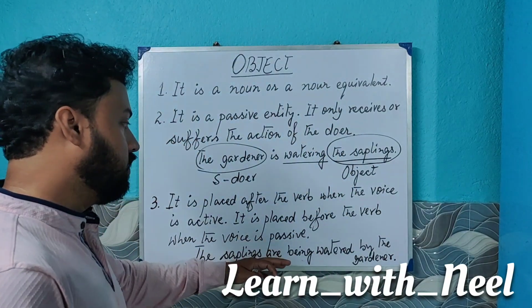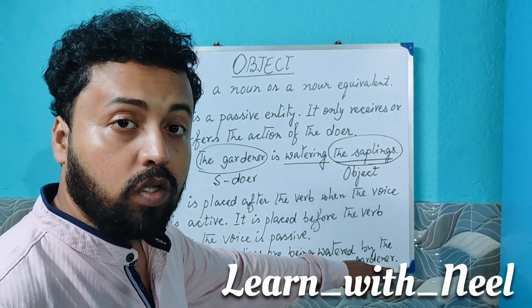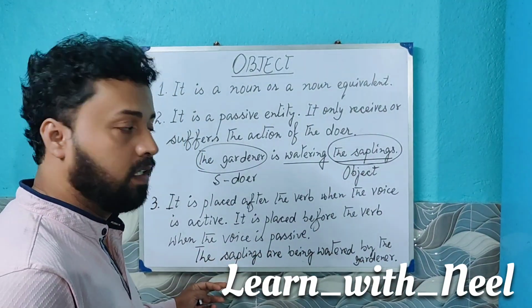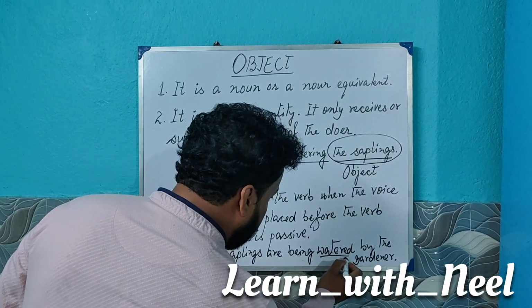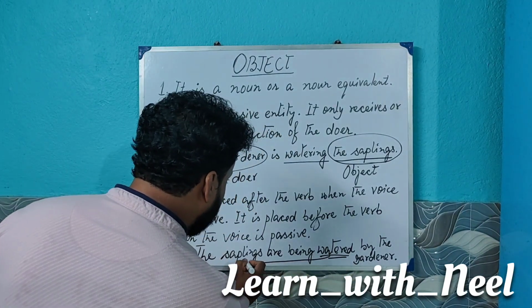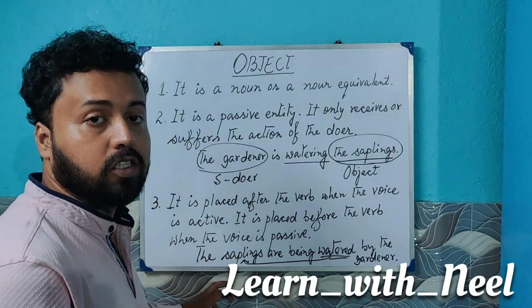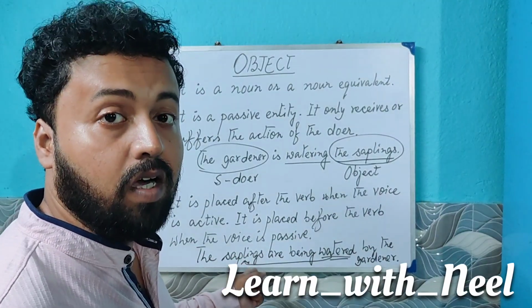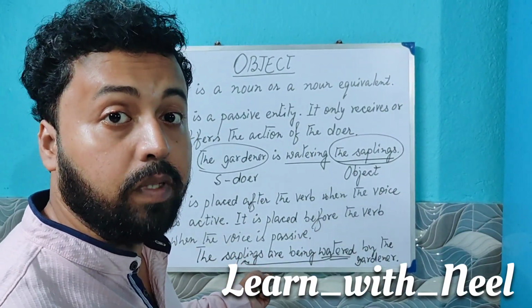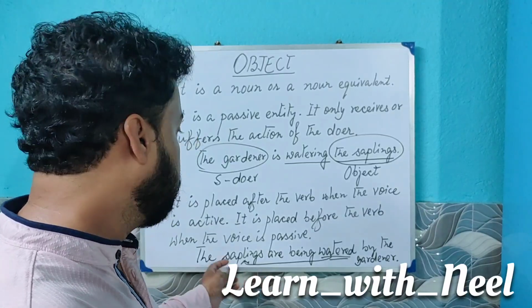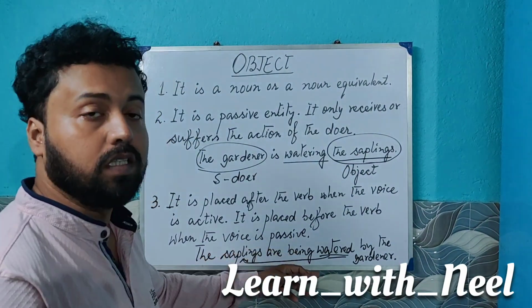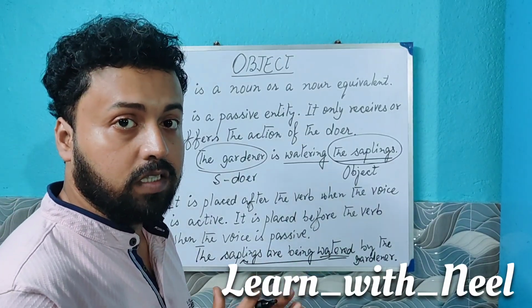So in this sentence, the doer is no longer in focus. The receiver has become the subject. And the verb that denotes the subject is a receiver of the action. The saplings are not doing anything. They are receiving the action. They are being watered. So this is a sentence in passive voice and the object has become the subject. I hope you understood it clearly.